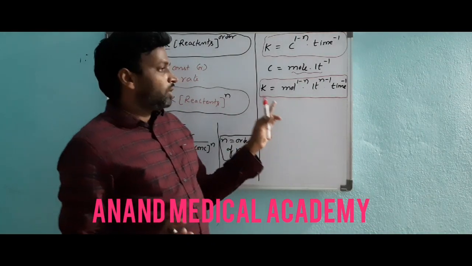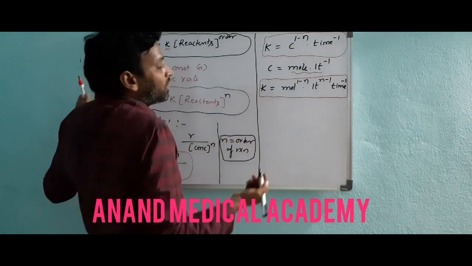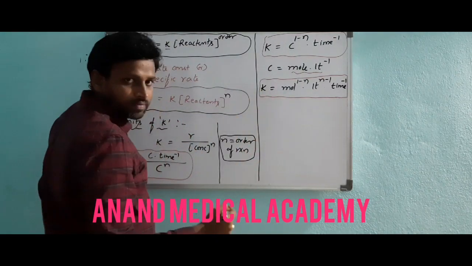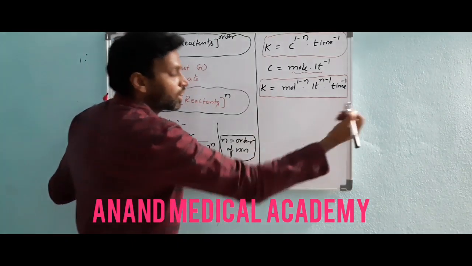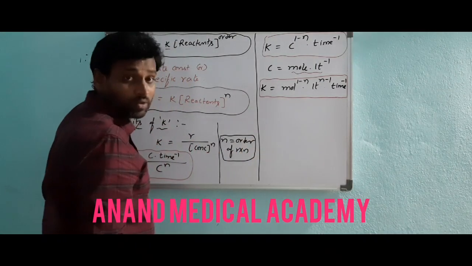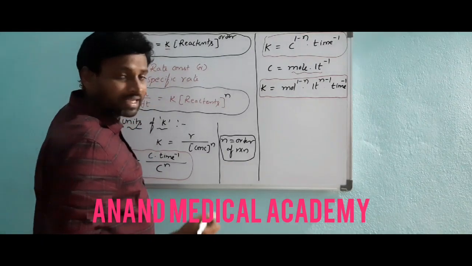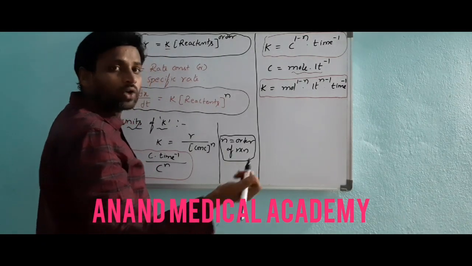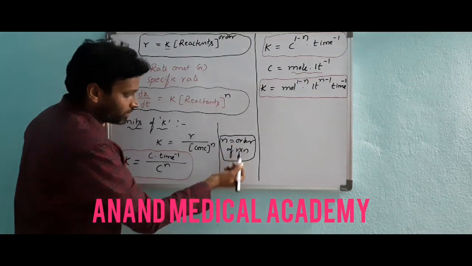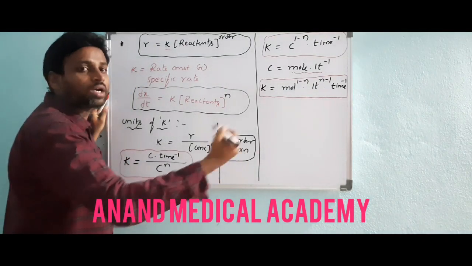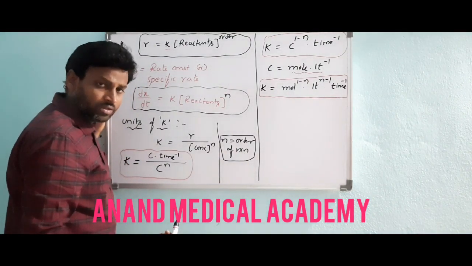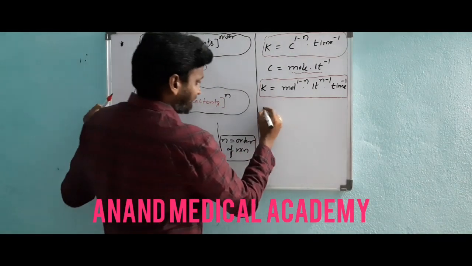Okay. So n, if it is 0, then what is the unit? If n is 0, that is a 0 order reaction, because the order of reaction is 0. N is equal to 1, then that is a first order reaction. N is equal to 2, that is a second order reaction. N is equal to 2 means order is 2. So second order reaction, like that. Okay. Some examples, let's see.